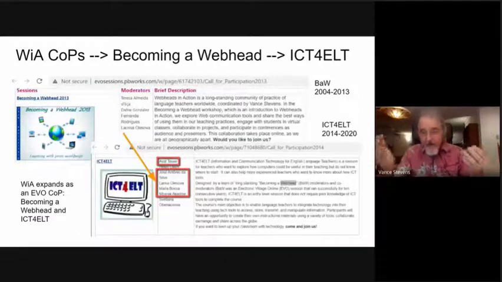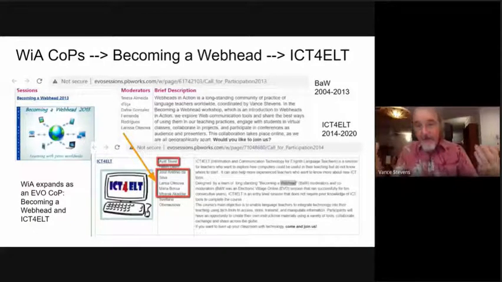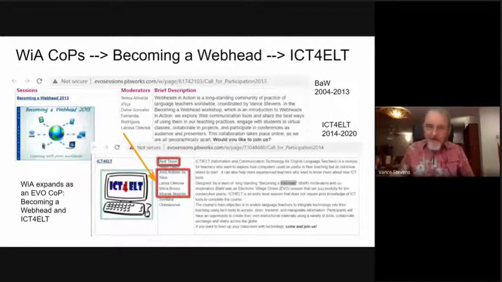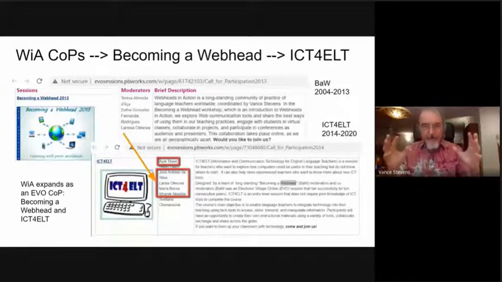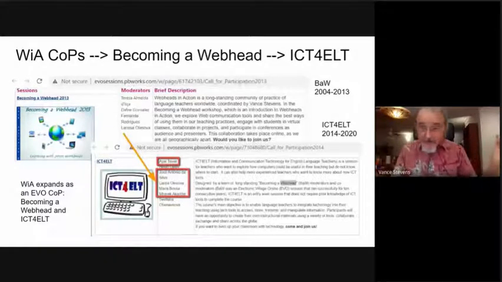So from 2014 to 2020, another group came along calling themselves ICT for ELT. Some of the same people who had been through the Webheads in Action communities of practice. What I'm saying here is that this is a community of practice in operation. The people are the same, the domain is the same, the community is pretty much the same. And so, you know, it's a good illustration, I think, of a community of practice.